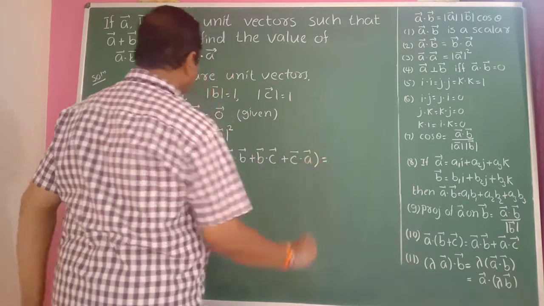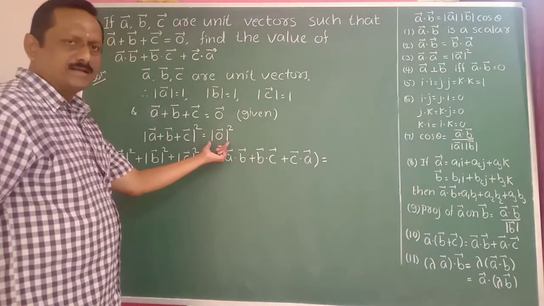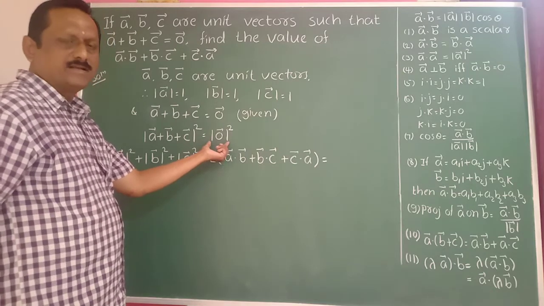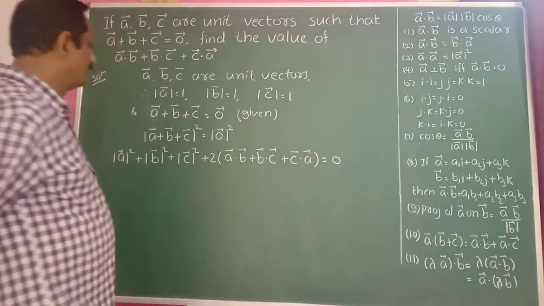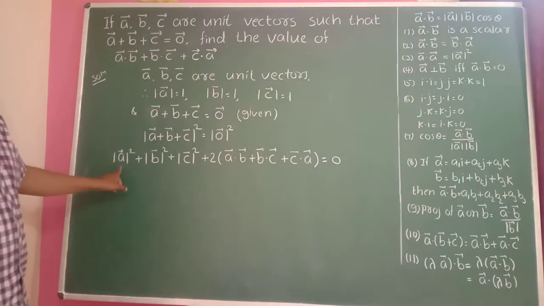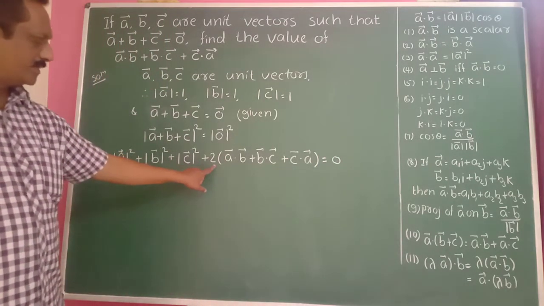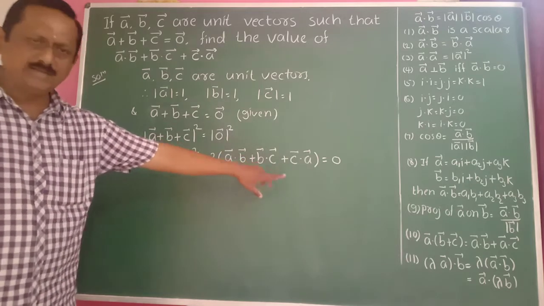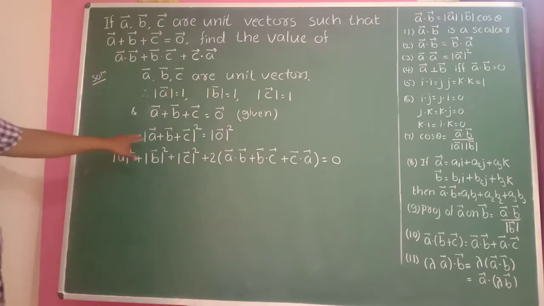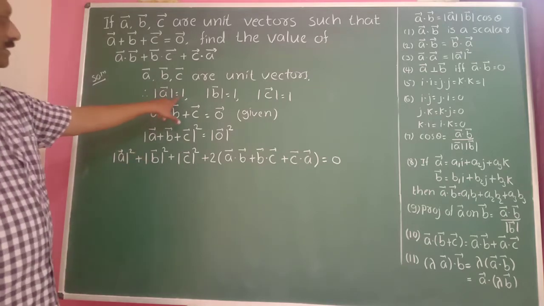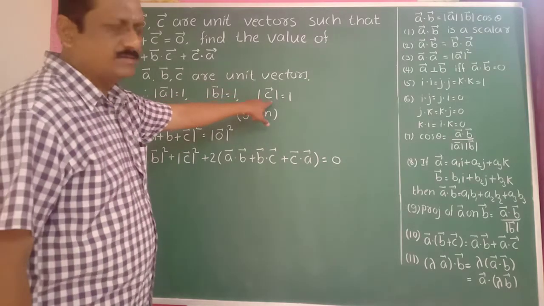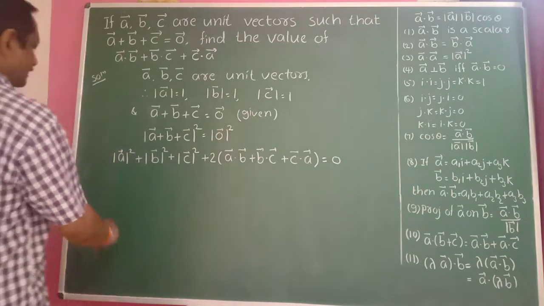that is equal to, this is a null vector. So modulus of null vector is 0 only. So 0 square is 0. So we are using the a square plus b square plus c square plus 2 into ab plus bc plus ca formula. These are vectors, so you can write like this. And these are unit vectors. Modulus of a bar is 1, modulus of b bar is 1, modulus of c bar is 1.